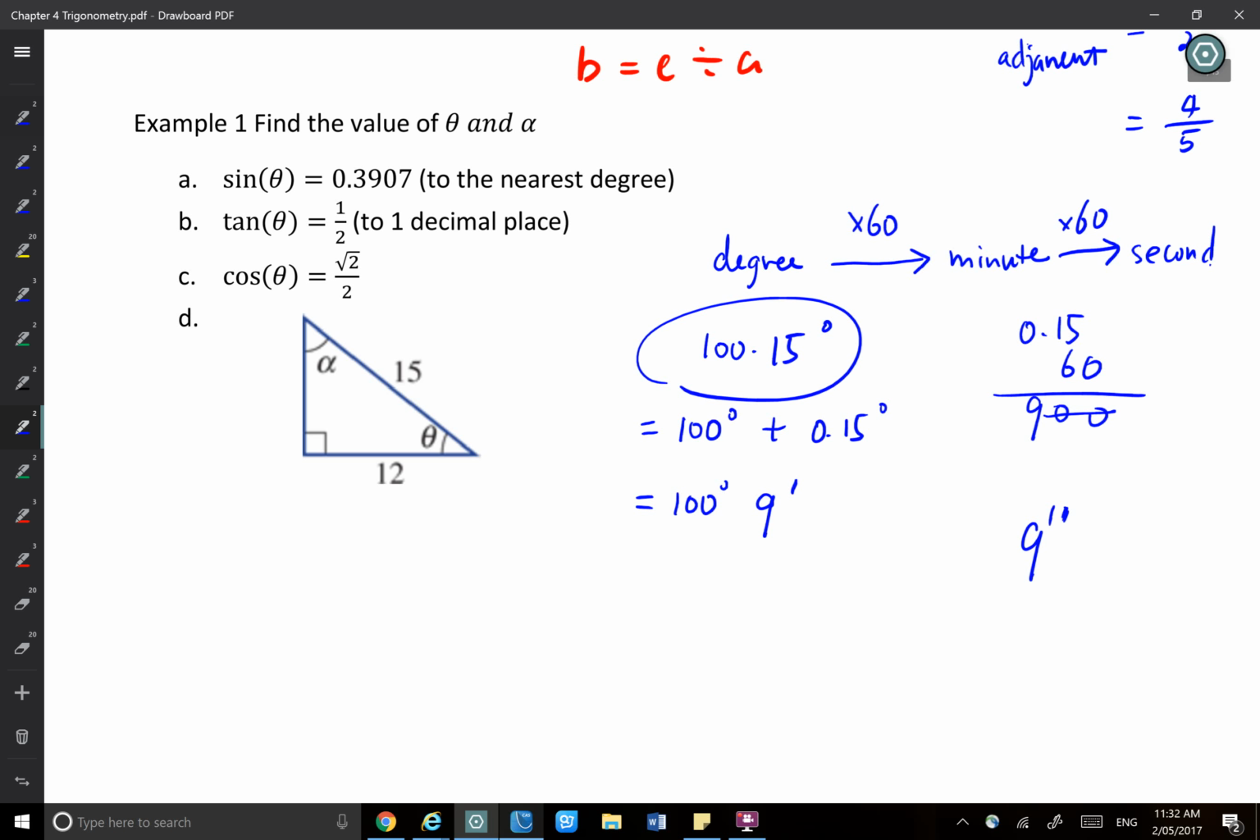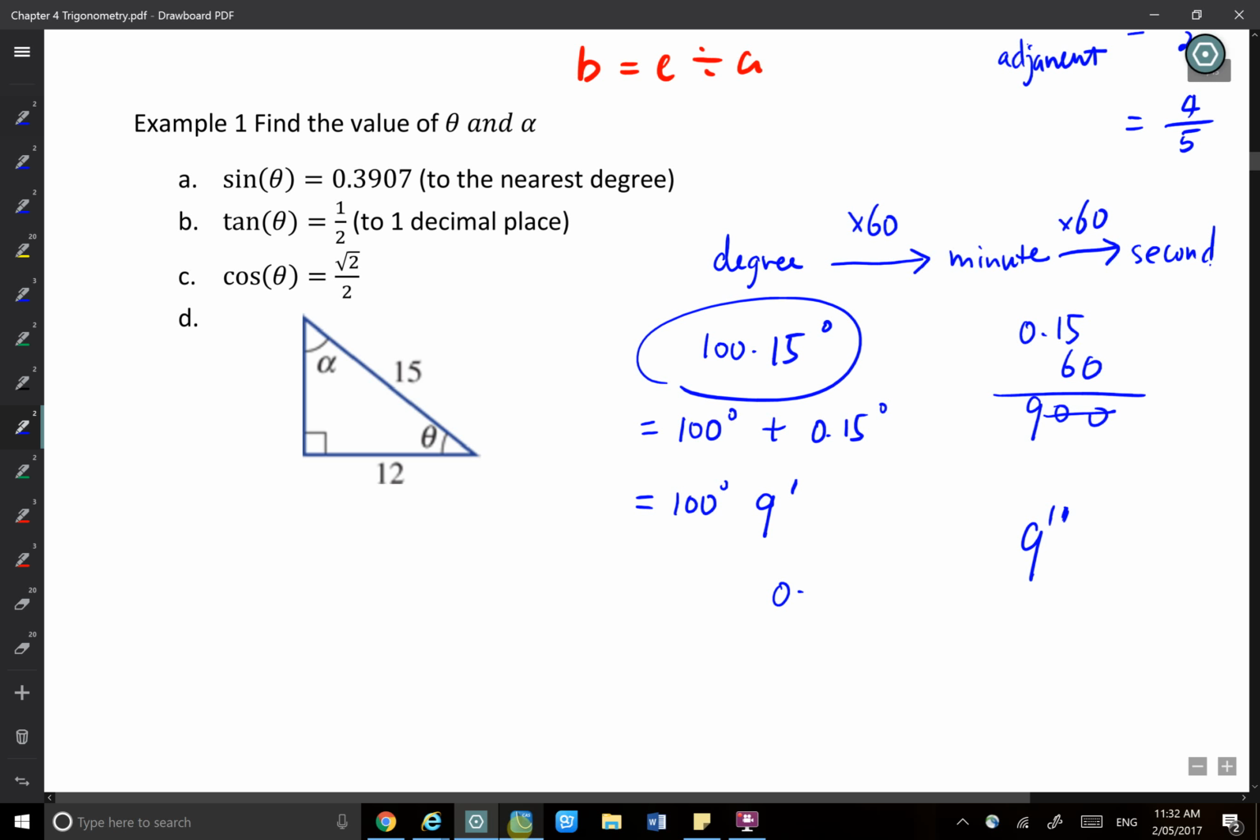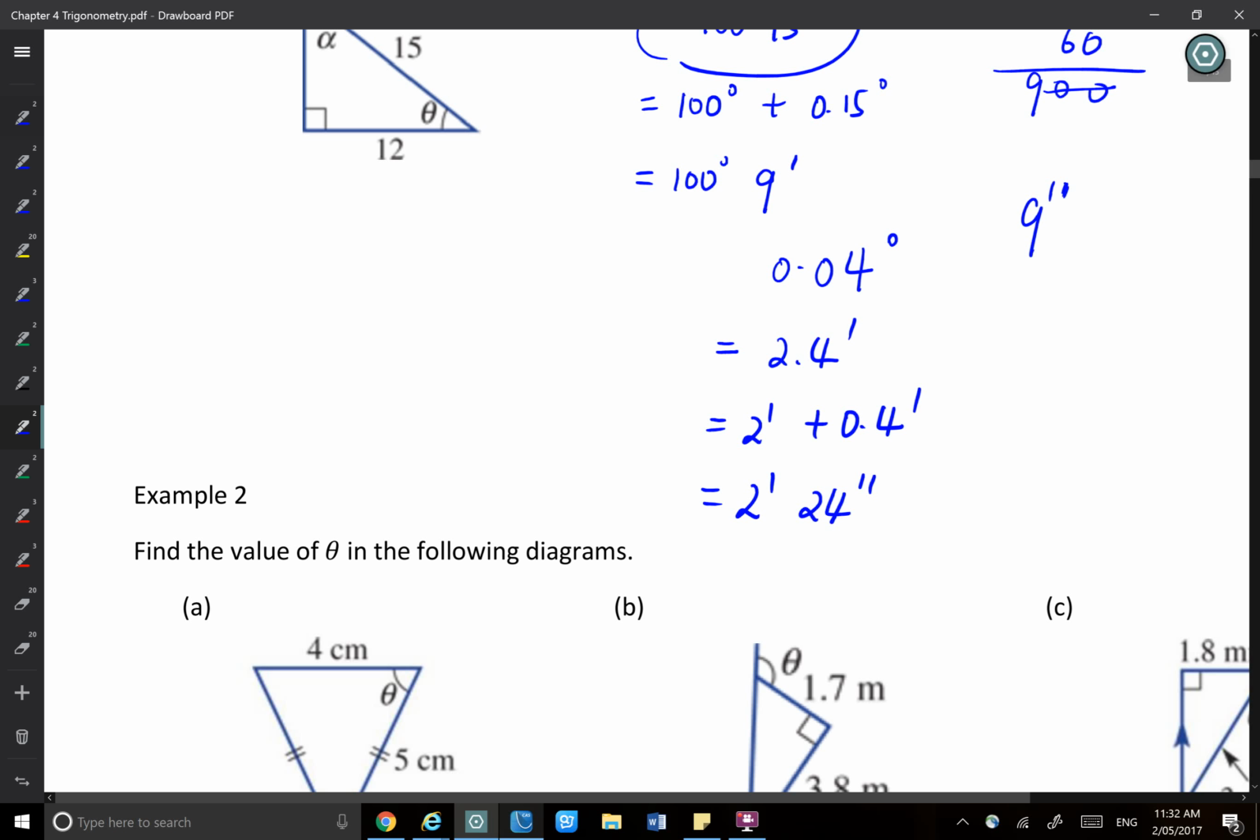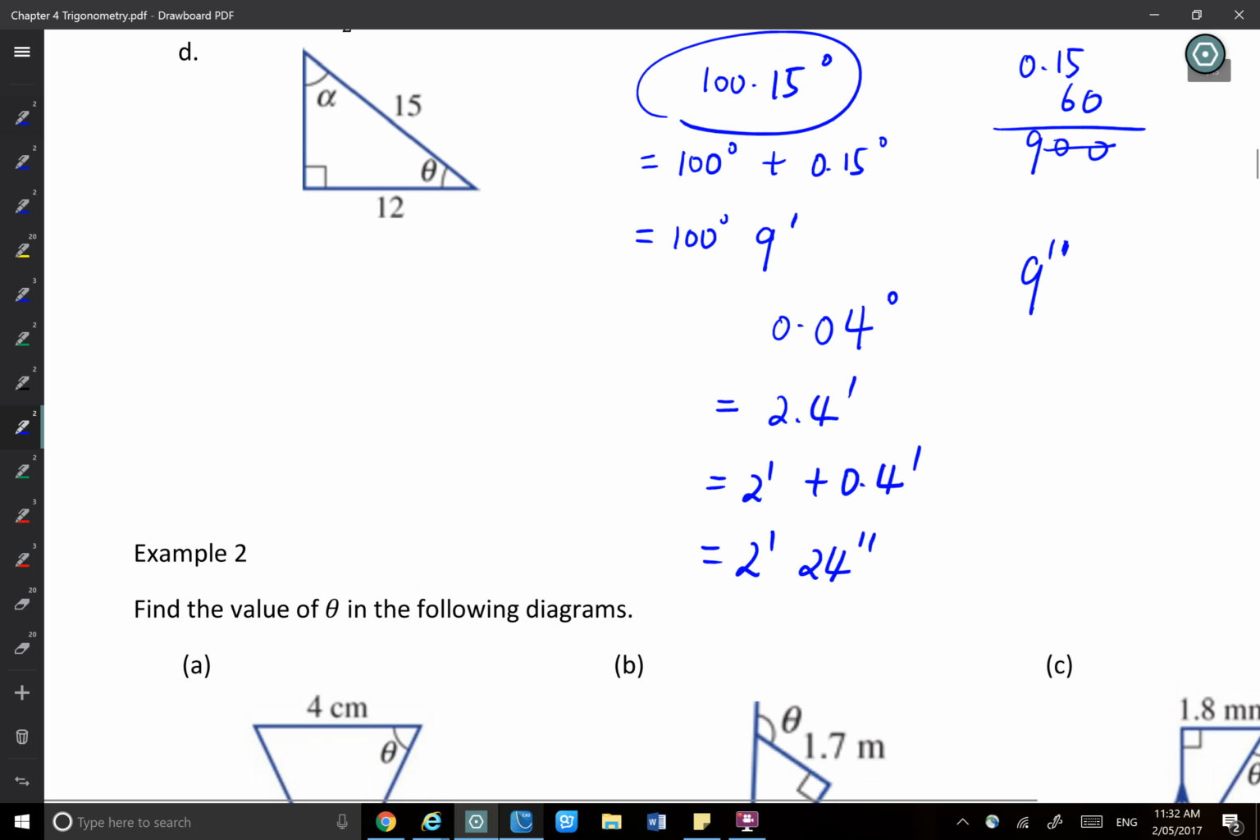Say if you have 0.04 degree. You times that by 60 first, you have 2.4 minutes. That is 2 minutes plus 0.4 minutes. And 0.4 times 60 is 24 seconds. So that's 2 minutes and 24 seconds. And that's how you convert between the 3 units. When we talk about the size of the angle, we have degree, minute, and second.